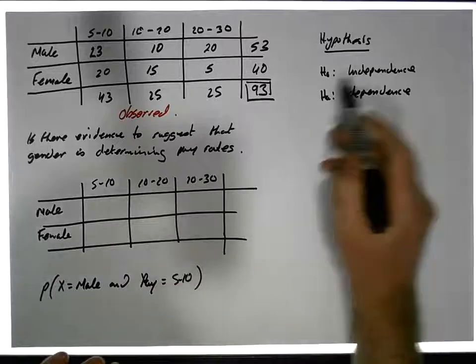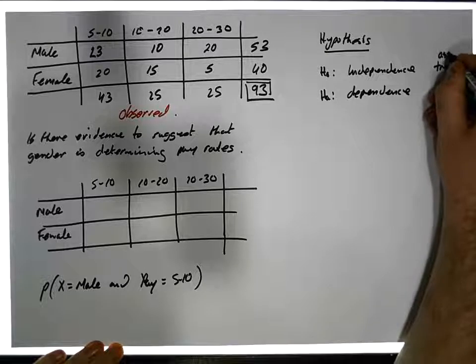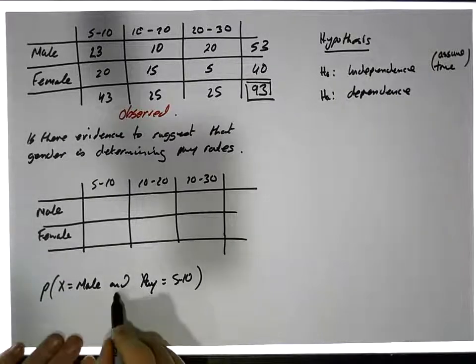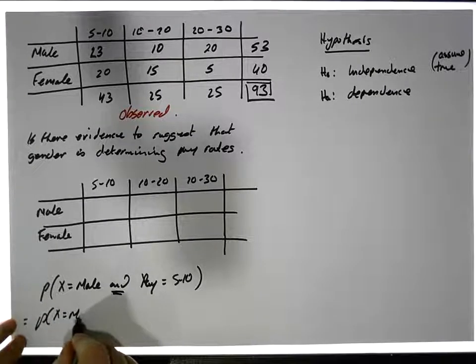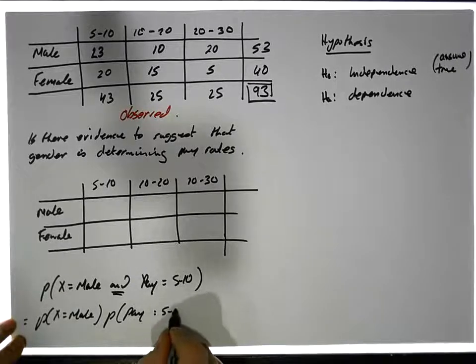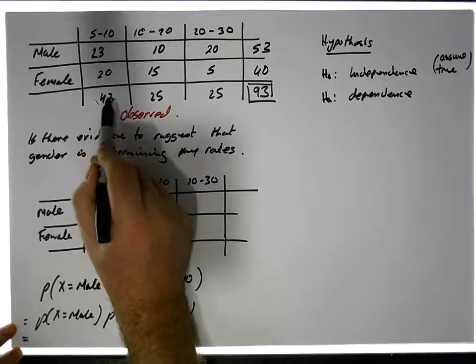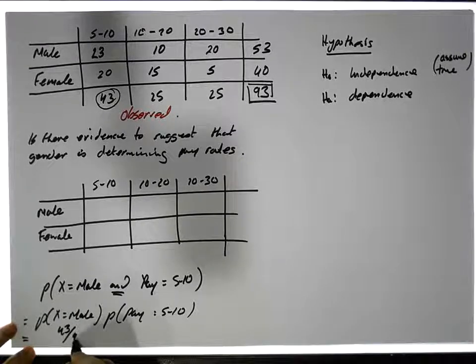But under the rule, which we're going to assume to be true, the null position, we're assuming independence. And this is the multiplication rule. So now this becomes the probability that the person is male, times the probability that their pay is 5 to 10 euros. Now hang on. The probability of being male is, well, how many males are there? There are 43 males, 43 relative to 93. So there's 43 over 93.